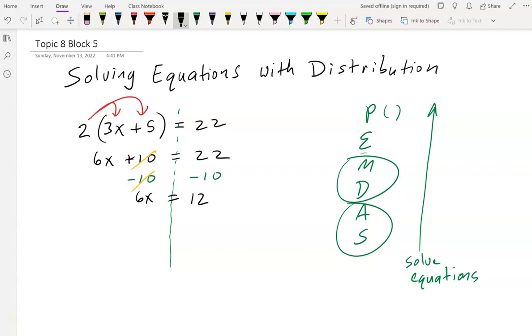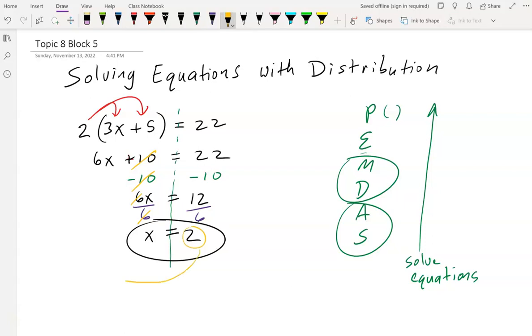Now we're going to undo the multiplication of 6 times x. So we will divide by 6 because that's the opposite of multiplication, the inverse. Divide by 6 on both sides. These two 6's cancel each other out, and I'm left with x on this side, and 12 divided by 6 on the other side is 2. X equals 2.